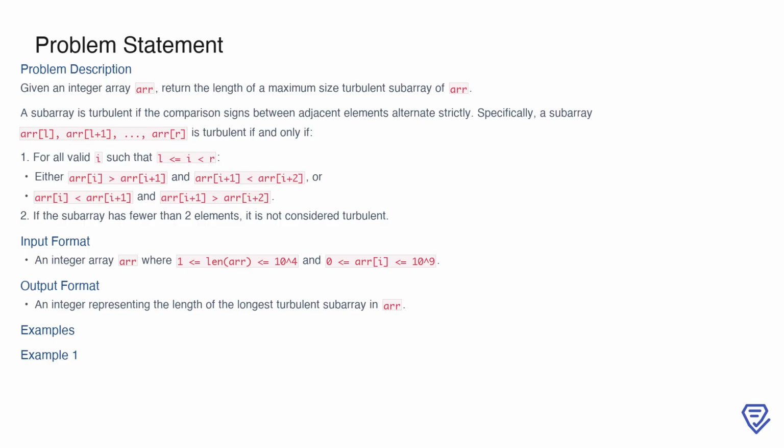The input is an integer array ARR, where the length of the array can range from 1 to 10,000, and each element can have a value between 0 and 1 billion. The output is a single integer representing the length of the longest turbulent subarray in the input array.